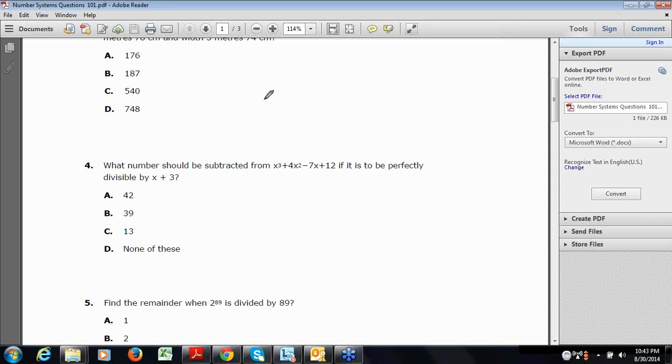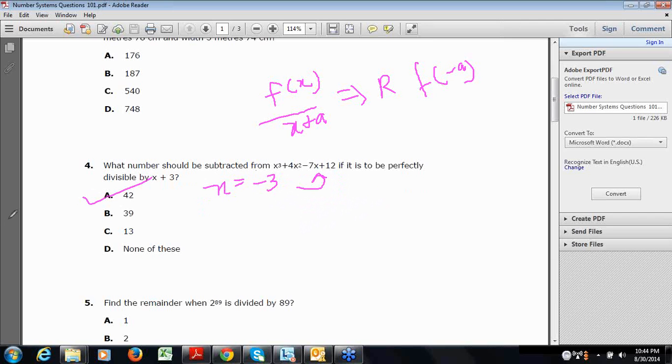So you know the rule. If f(x) is divided by x plus a, the remainder is f(minus a). So put the value x equal to minus 3 in this expression and find out the value. You'll get a value of 42. Go ahead and mark option A. Anybody still has a problem?